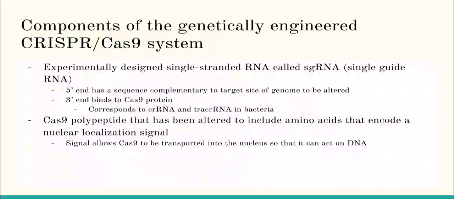Next, the system also contains a Cas9 polypeptide that has been altered to include amino acids that encode a nuclear localization signal. This signal allows Cas9 to be transported into the nucleus where it can act on DNA.